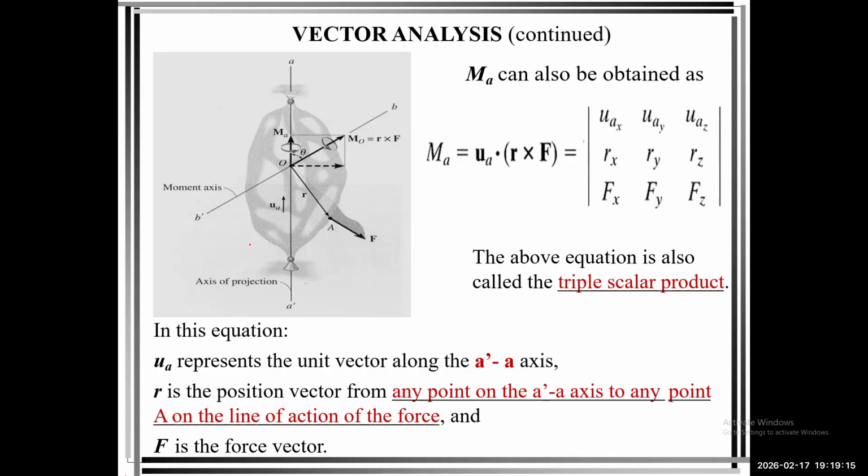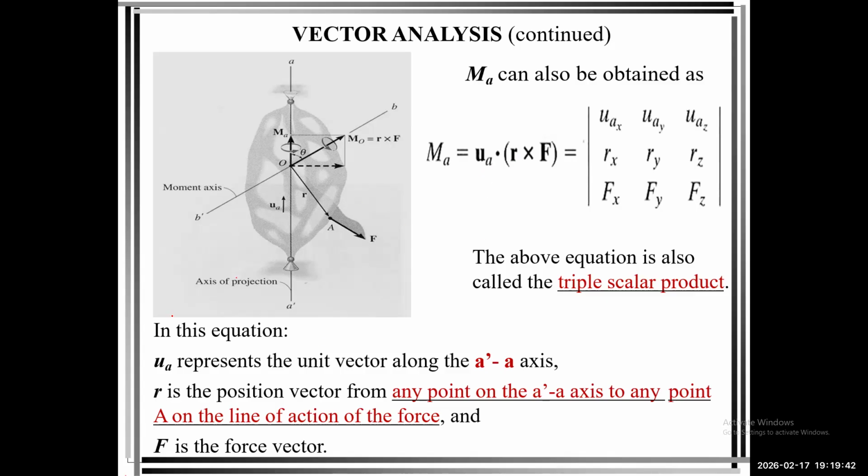So you can write a matrix where you put the unit vector in the first row, where you used to have the i, j, and k. The second row is your position vector, and the last row is your force. The above equation is also called a triple scalar product. That's what we call this one, the triple scalar product, right?